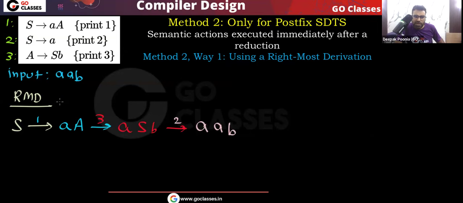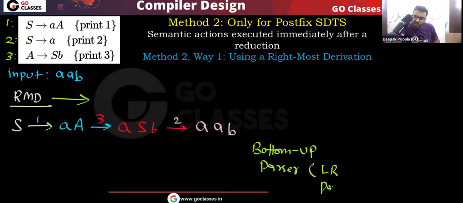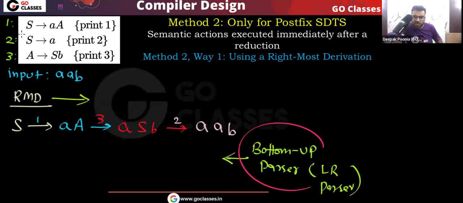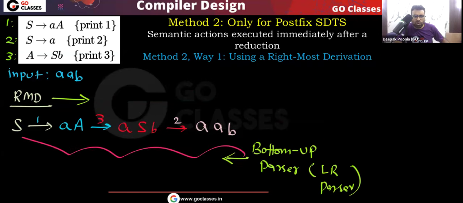What will the bottom-up parser do? I told you, the bottom-up parser will generate the reverse of the rightmost derivation. Yes or no? So the bottom-up parser will start from the string and reduce this string to the start variable. Basically the bottom-up parser, or LR parser, will start from the string. Whatever this rightmost derivation is doing, the bottom-up parser will do the exact opposite, the same thing but in the reverse order.